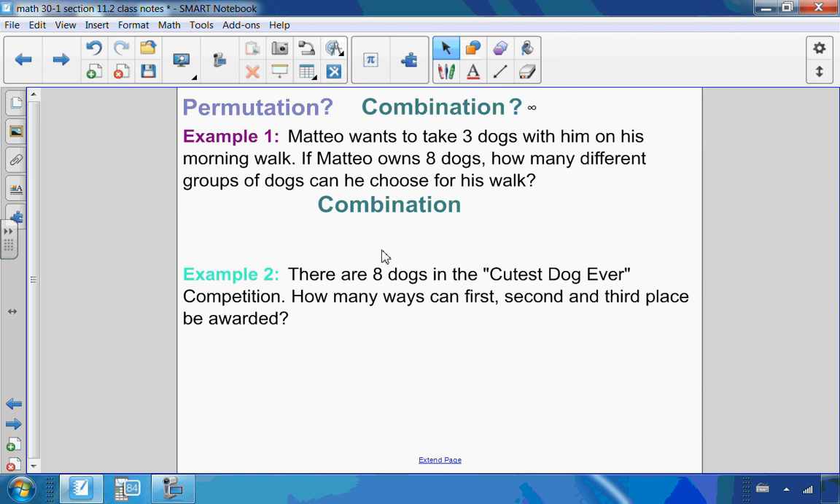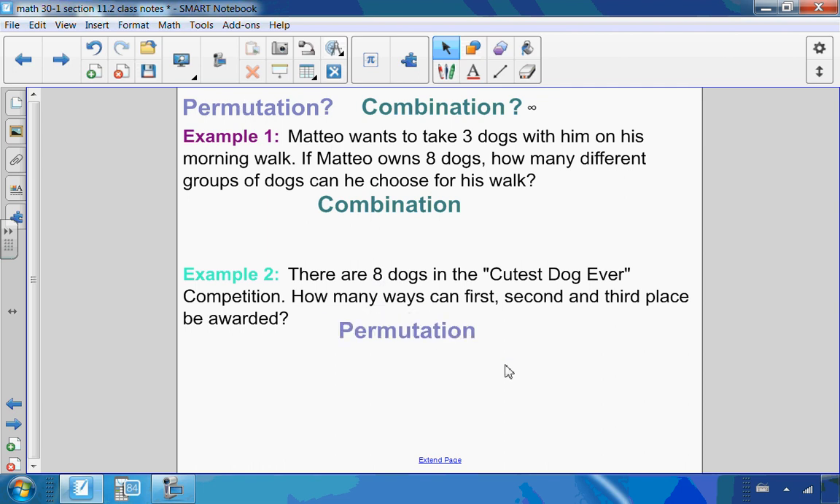There are 8 dogs in the cutest dog ever competition. How many ways can first place, second place, and third place be awarded? Does order matter? Well, you can hear first place, second place, third place. So there's an arrangement in order of the dogs. So this one here would in fact be a permutation.